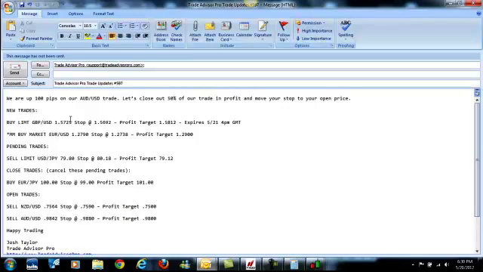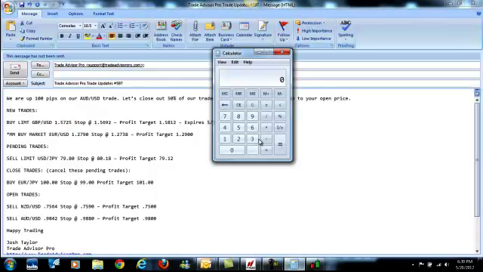Now we have an entry price of 1.5725, and our stop loss is 1.5692. So we're going to put in that number minus 1.5692, which equals 33 pips. So we have a 33 pip stop loss.